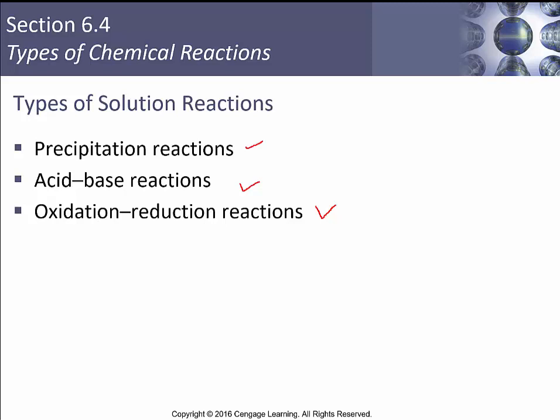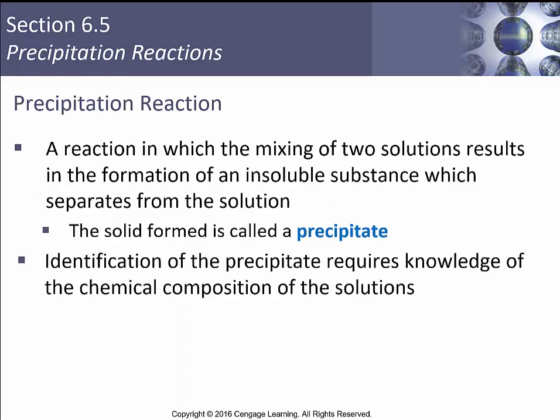Right? So let's look at our precipitation reactions. This is some classic old school bench chemistry that if you've had chemistry in high school, you probably have already done. So a precipitation reaction is one in which you mix two solutions and it results in the formation of an insoluble substance which separates from the solution. And that solid is called a precipitate, and sometimes you'll see PPT as an abbreviation for that.